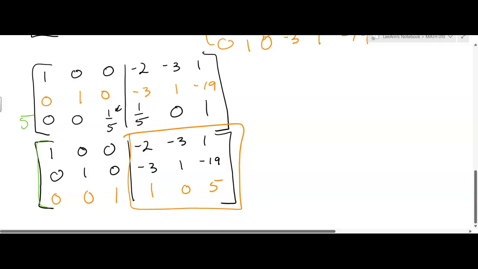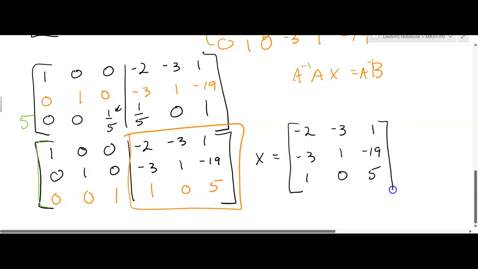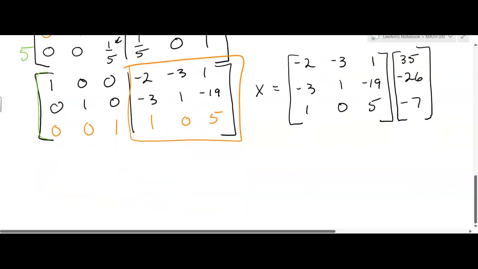Okay, so back up top when we had AX equals B, now we're going to multiply by the inverse on both sides. So we're going to get X equals the inverse, which we just figured out: negative 2, negative 3, 1, negative 3, 1, negative 19, 1, 0, 5. And then we have to multiply it times the constant matrix. Oh, what was that? It was 35, 26, I'm cheating, negative 26, and negative 7. So I'd already written it on the piece of paper, so I didn't have to scroll back up. All right, so now we just have to do that matrix multiplication, and we're done.